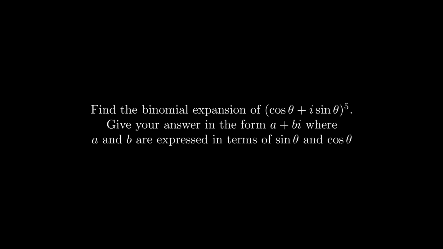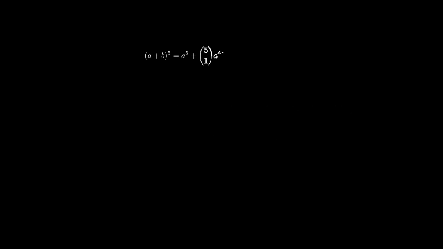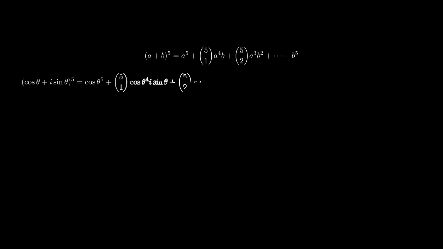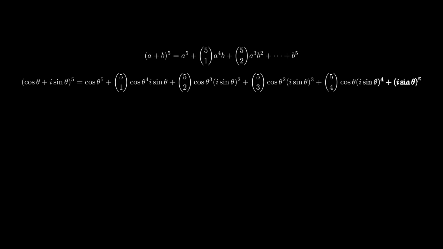Going back to the question, we just need to use the formula that's given to us for the binomial expansion. So here we can see (a + b)^5 is equal to a^5 plus 5 choose 1, and so on. And simply we just need to substitute in cos θ for a and i sin θ for b. So writing that out, that's equal to cos^5 θ plus 5 choose 1 of cos^4 θ times i sin θ plus 5 choose 2 cos^3 θ times (i sin θ)^2, and continue.